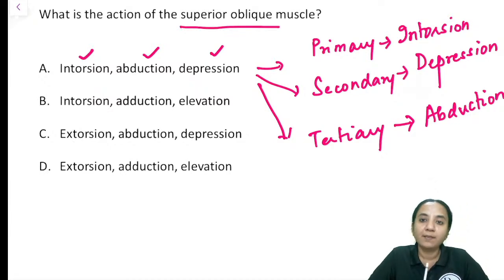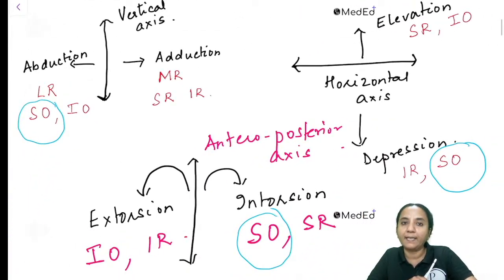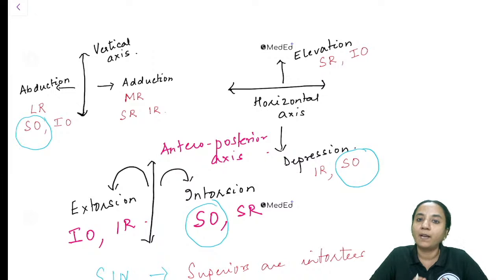Right? So I hope this is clear to everybody. So see, if we remember this chart, then it becomes very, very easy to answer any question on extraocular muscles. This is something which we have to know very well. Okay, shall we move on to the next question?